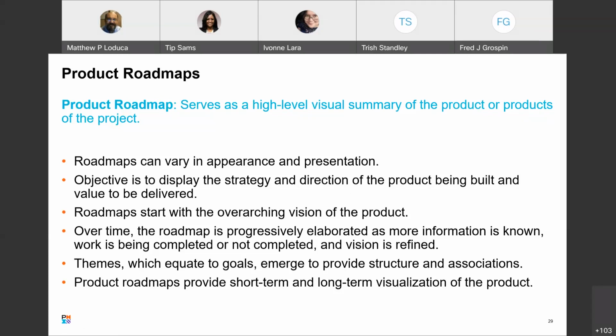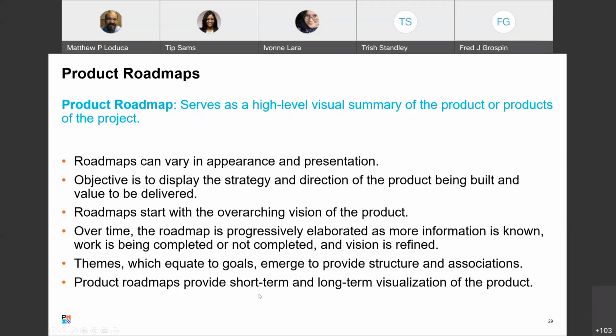So we start out, we have this goal, we start out back here at the starting line, and we start moving forward, and the clients are like, oh, well, this is great, this is not great, and so on. And things change as we go along, and that goal at the end starts to look a little differently, and we progressively elaborate as we get more and more information as we go along. So that is the agile way of doing things. That is not the waterfall way of doing things. Themes, which equate to goals, emerge to provide structure and association. So you'll see themes in the roadmap.